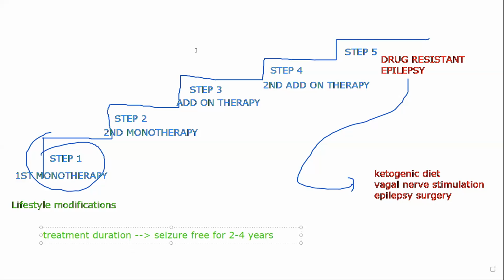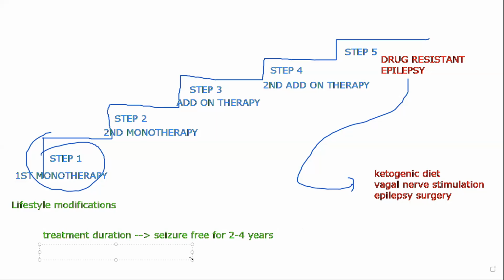And say you have treated with anti-epileptic drugs and the patient is now seizure free for around 4 years. How do we stop the anti-epileptic drug? Do we suddenly stop it or do we tail it off? So these are questions that they can ask. So how we stop it is we tail it off. Okay, we don't suddenly stop.